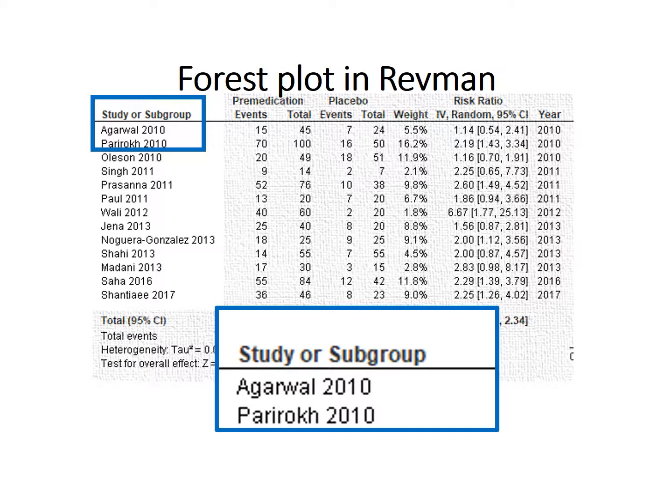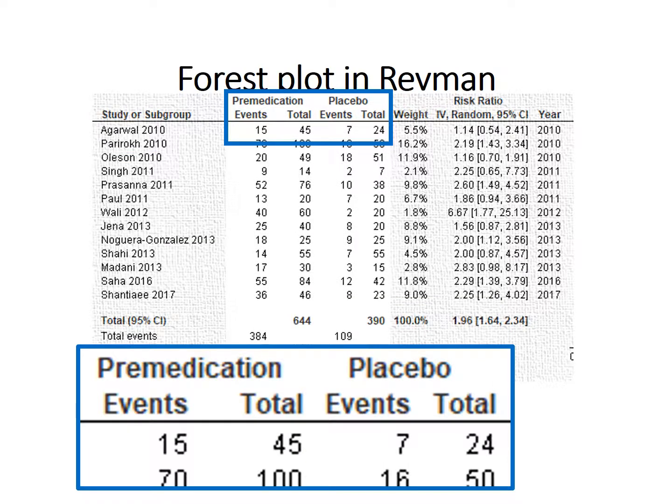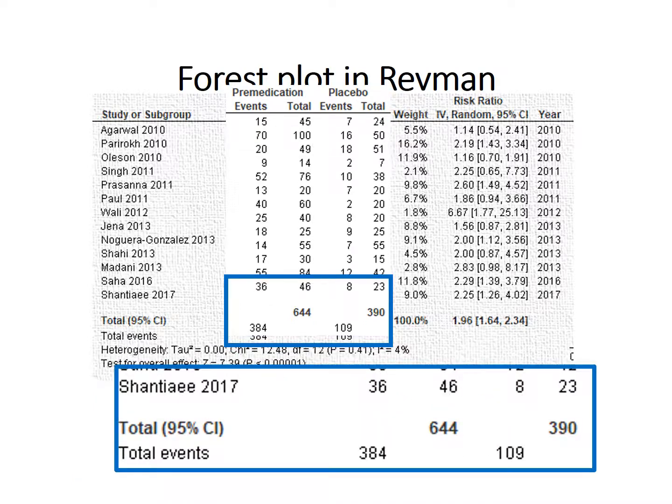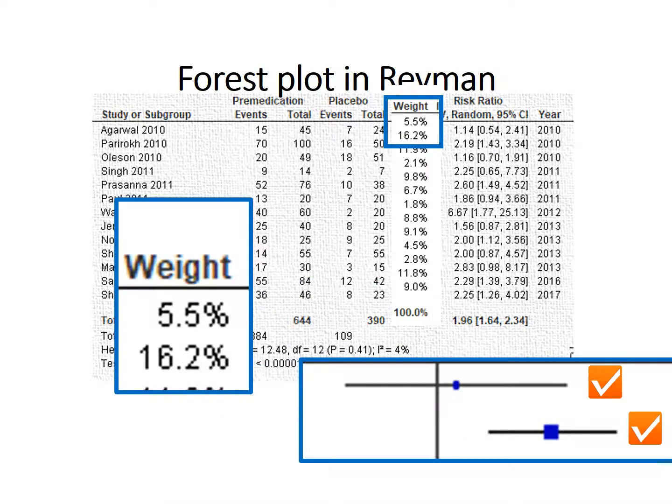The first column is the study name, usually given as author and year. The next four columns are the events and total of test and control of the individual studies as given by the author name. At the bottom of each column are given the respective total of events and total patients. So, the total events in the test was 384 out of a total population of 644 patients, while in the placebo there were 109 events and 390 total patients.